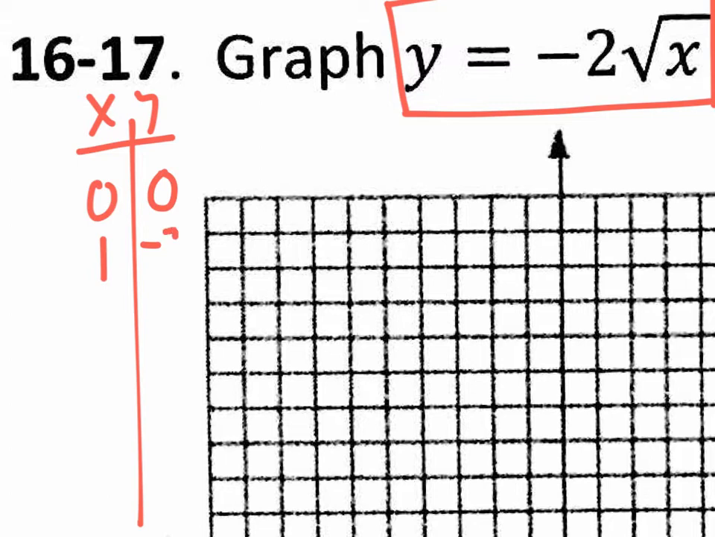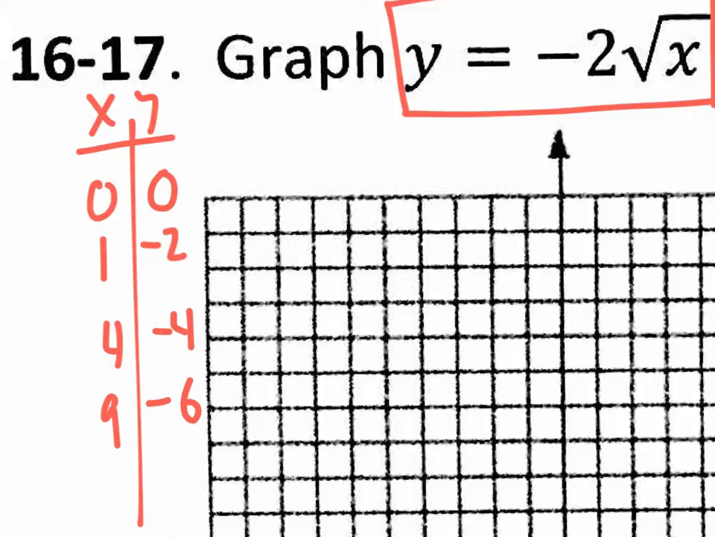Negative 2. When I plug in 4, the square root of 4 is 2. 2 times negative 2? Negative 4. And last but not least, let's plug in 9. The square root of 9 is 3. 3 times negative 2? Negative 6.